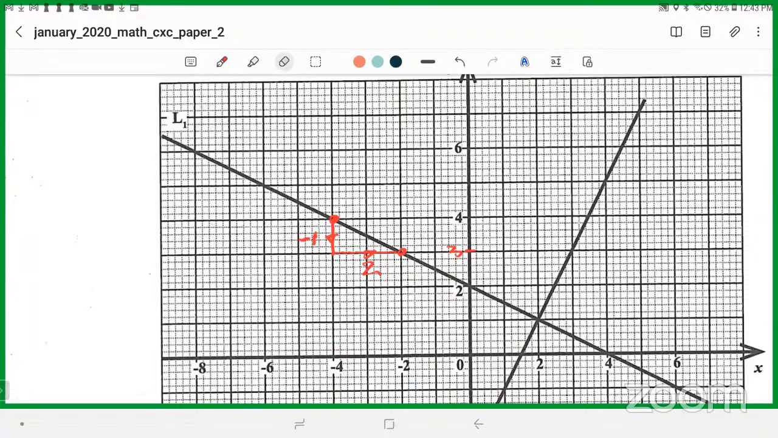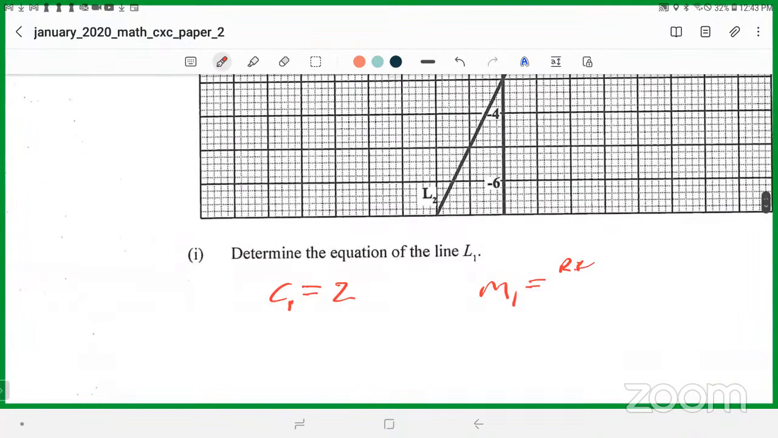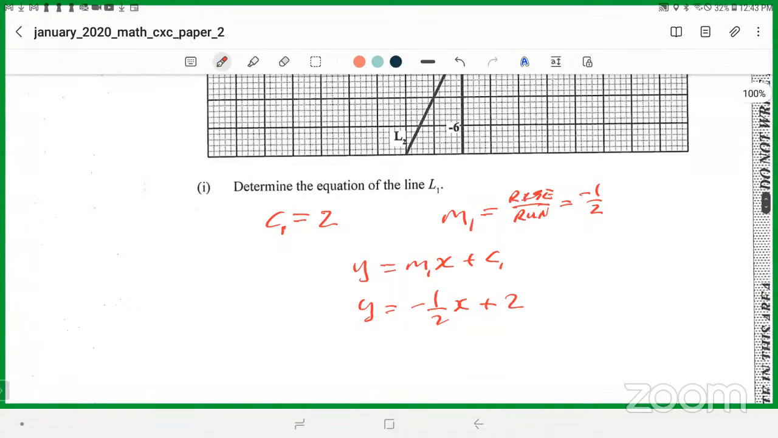So the gradient of line 1 is rise over run between those 2 points. We can use any 2 points: -1/2. And so the equation is y equals mx plus c. Once you have the m and the c, you're going to use them. So it becomes y equals -1/2x, and the c is 2. That's it. Fast, nice and easy.